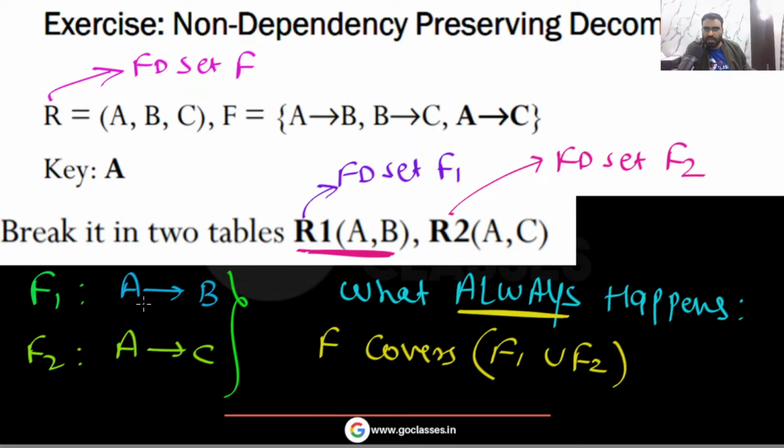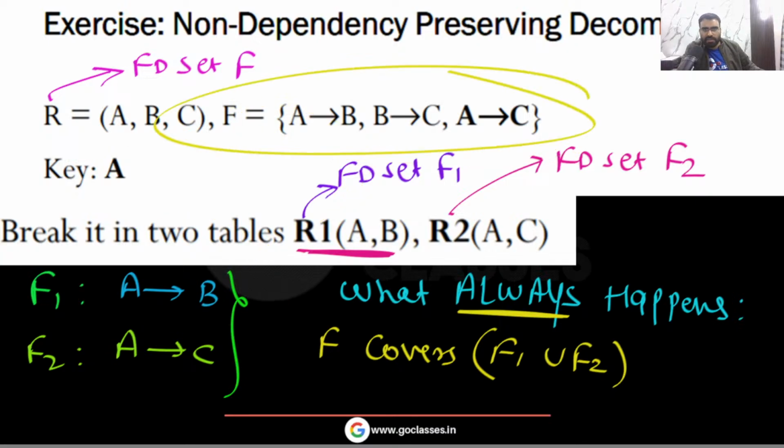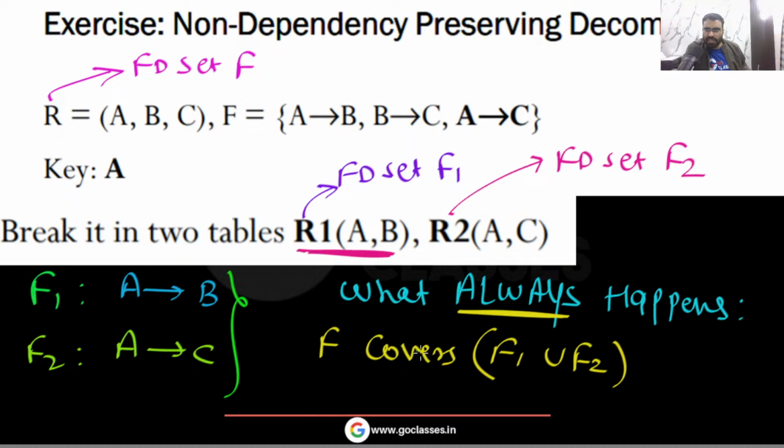Here you can easily see that F covers F1 union F2. You can see this FD is covered in F. This FD is covered in F. So both these FDs are covered in the FD set F. So you can see F covers F1 union F2. This will always happen, notice. You don't even have to check. This will always happen that F covers F1 union F2.